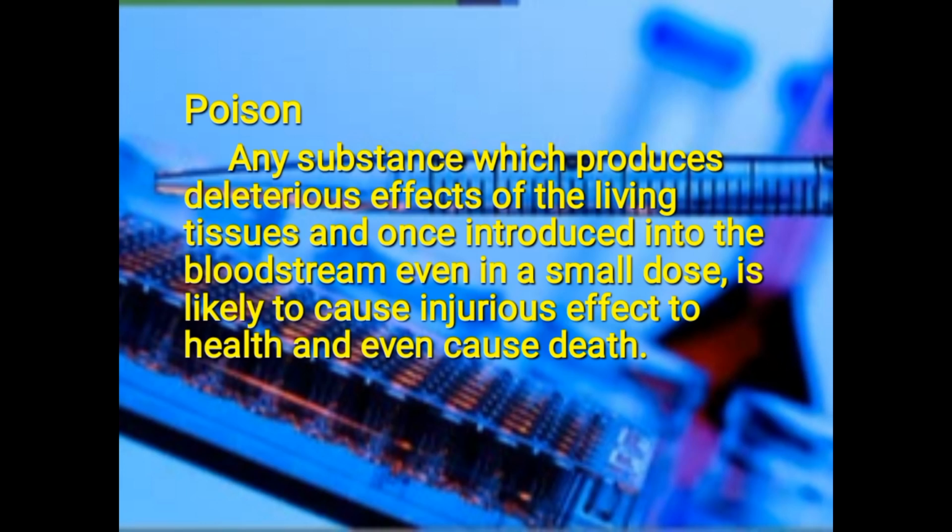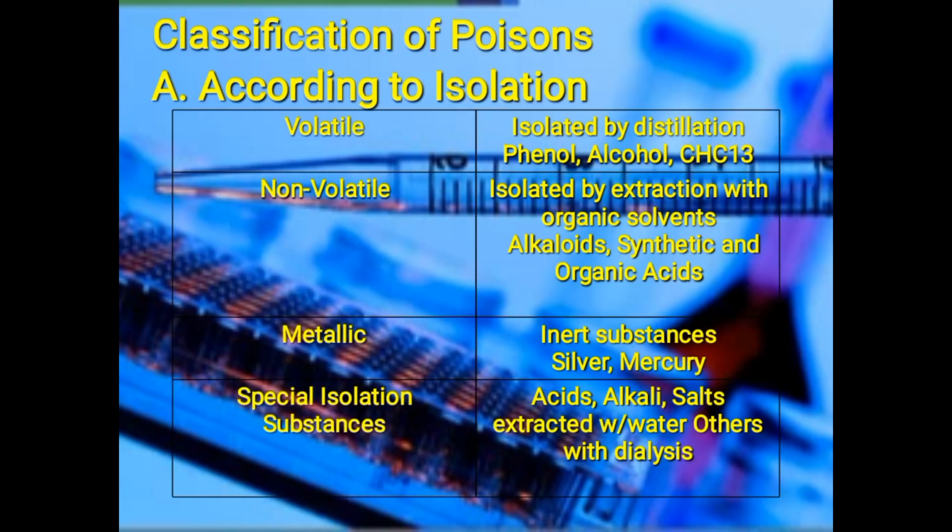So let's move on to classification of poisons. Poison is also classified according to isolation, or how poisons are generated. The first group of poisons, we call it volatile. Simply means that they can volatilize. A very good example of this is that they are strong in odor, fumes, that when you open a container, it will suddenly fill up the entire room with the odor of the chemical found in a container.